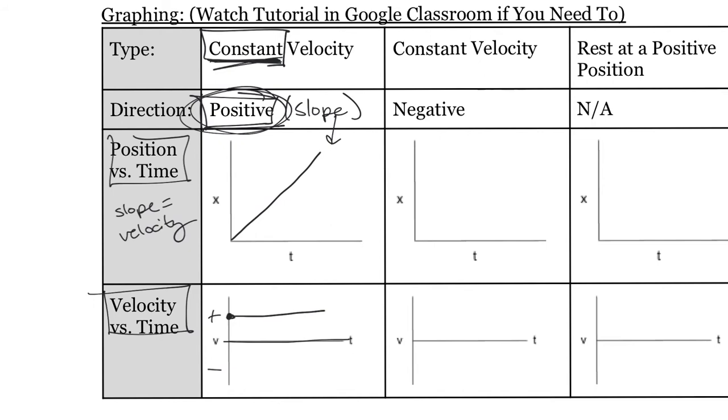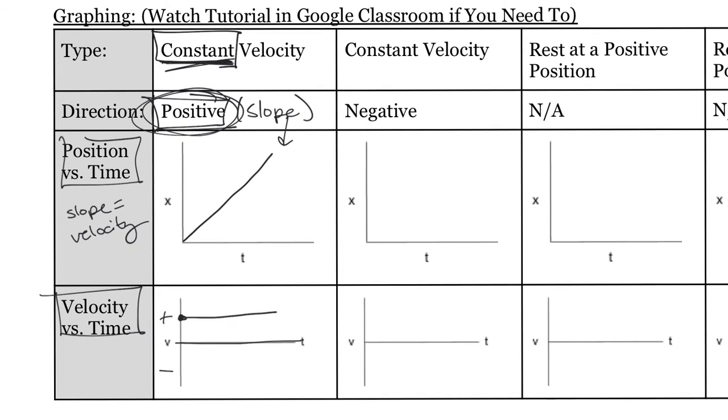Now let's go look at graph set number 2. Really similar, except one of the answers to the questions changed. Question number 1, is it going positive or negative direction? This time, it's going negative. Negative is going to mean our position versus time graph goes down.